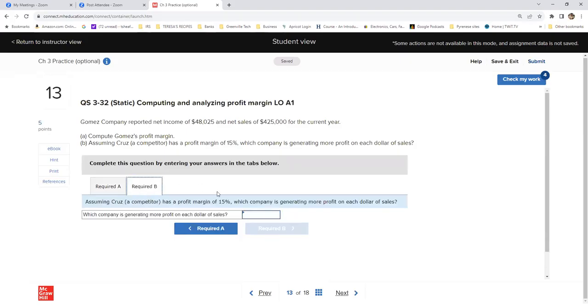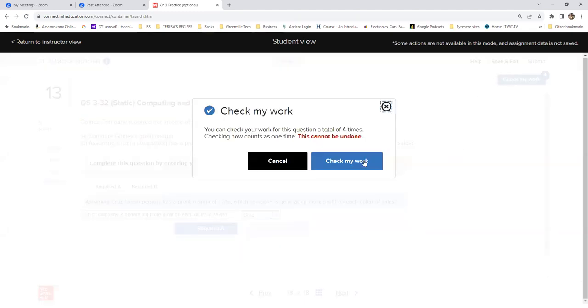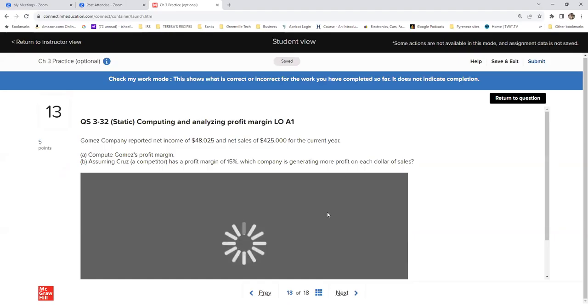On the next requirement, assume the competitor has a profit margin of 15%. Who's generating more profit? That's easy. It's the competitor. Got a higher profit margin. In this case, the bigger the number, the better.